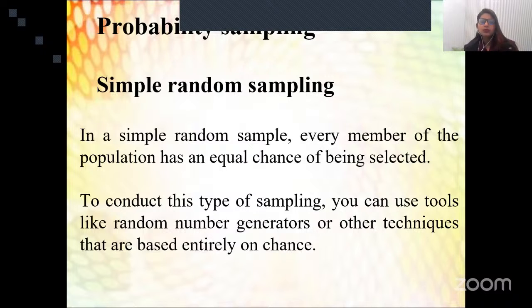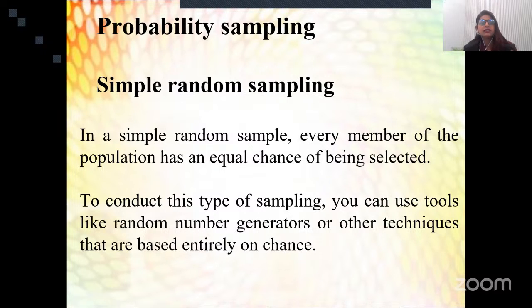Okay, so to conduct this kind of sampling technique, one can use a tool, a random number generator, and you have other techniques also, which are entirely based upon chance, right? A simple example I can give you in simple random sampling. Generally, when we have to admit our child in school, they use this simple random sampling technique.